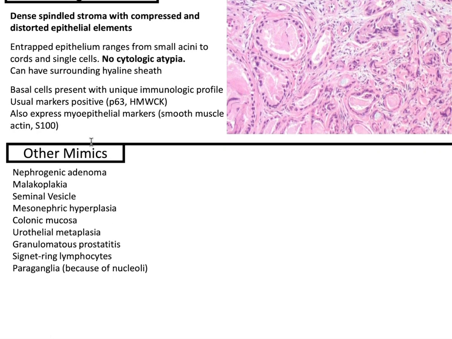And here are other mimics of cancer, including nephrogenic adenoma, malakoplakia, seminal vesicle, mesonephric hyperplasia, colonic mucosa, urothelial metaplasia, granulomatous prostatitis, signet ring lymphocytes, and paraganglia because of the nucleoli.